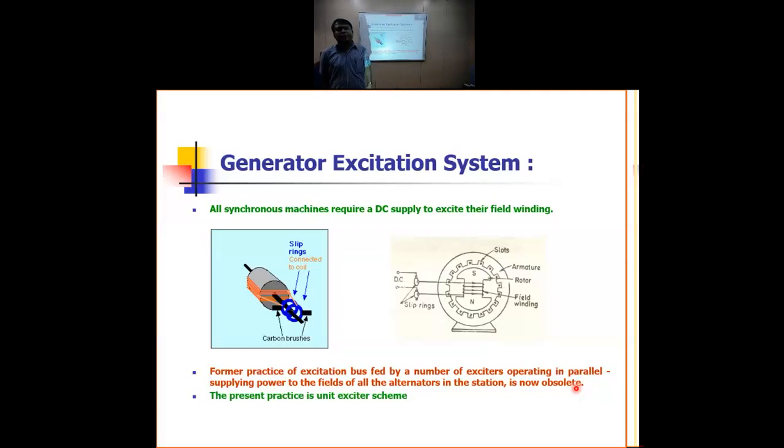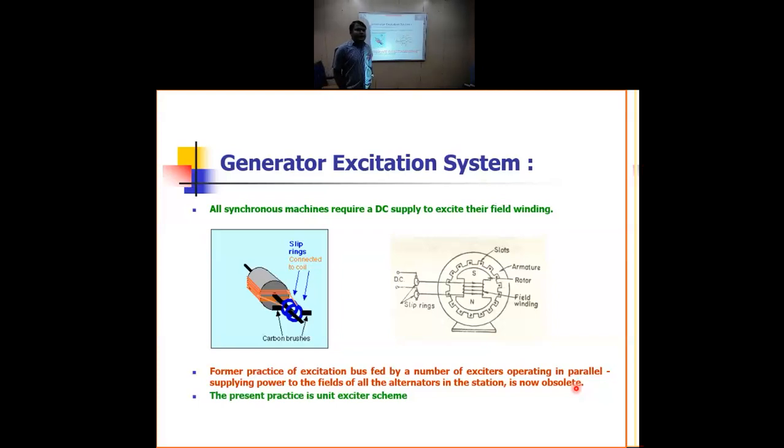Unit means turbine generator set. Okay. So turbine generator set, that is called one unit. So if they say that 3 units in the power station, that means 3 generators are there in the power station. So unit exciter means the turbine generator set will itself have a separate DC source, inbuilt inside the turbine generator. That means separately or dedicatedly it will be available with the generator.